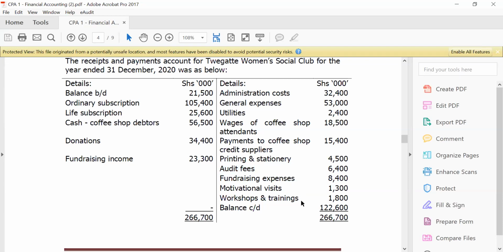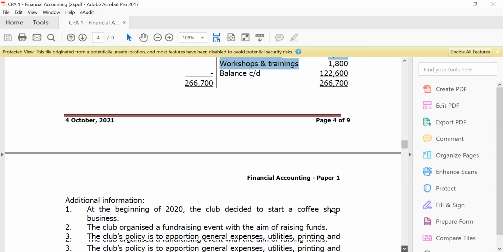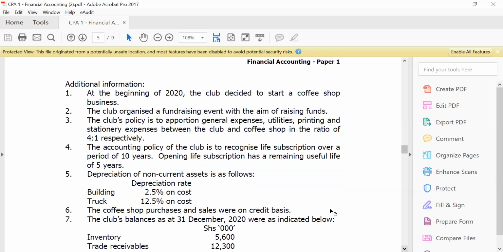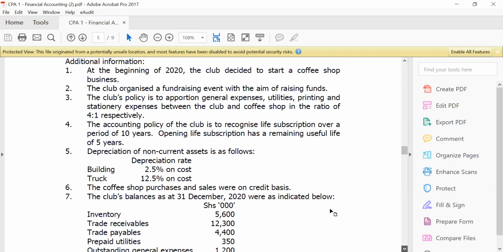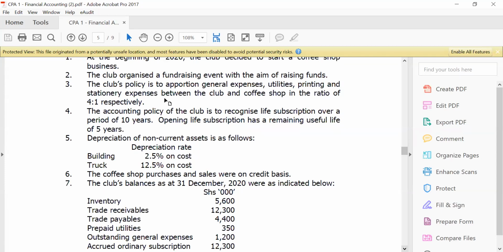Fundraising, motivational, workshop and training. Now, anything that relates to the coffee shop, they will clearly bring it and say audit fees for coffee shop or motivational fees for coffee shop. Anything that doesn't have any description of coffee shop, we take it to be general nature. So once we have that in mind, we have already recorded our wages. So let's first take this note into consideration. We're now going to look at other expenses. So we have to distribute between the coffee shop and the club in the ratio of 4:1.